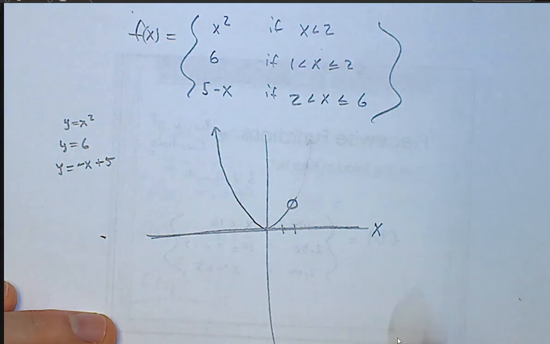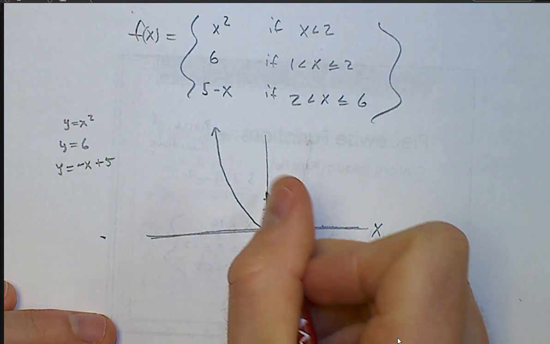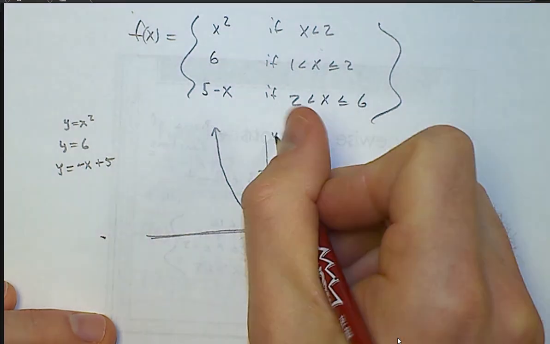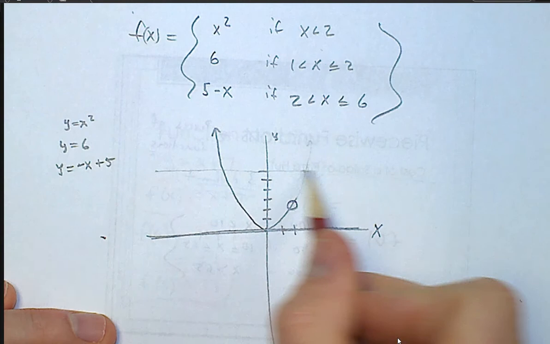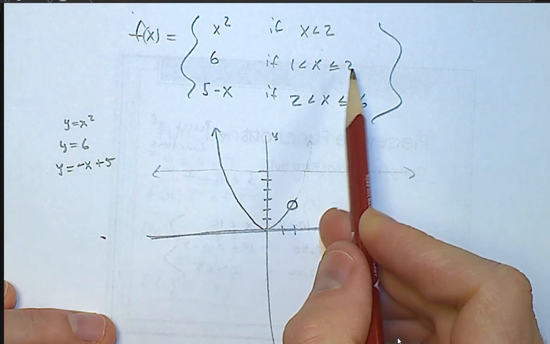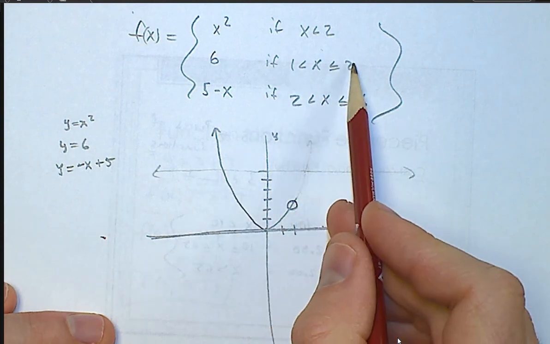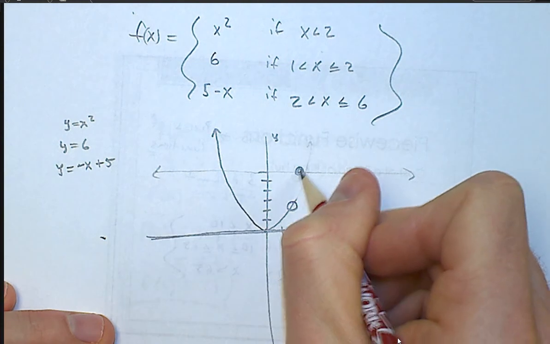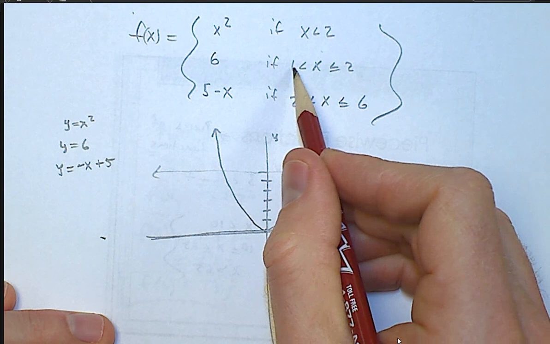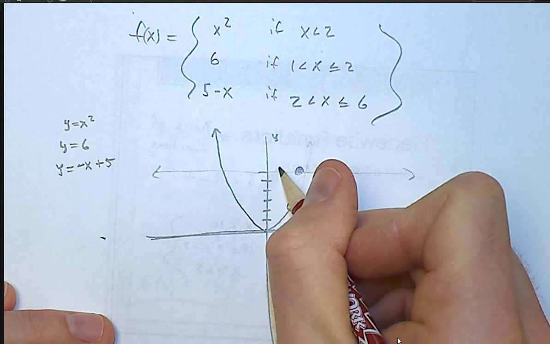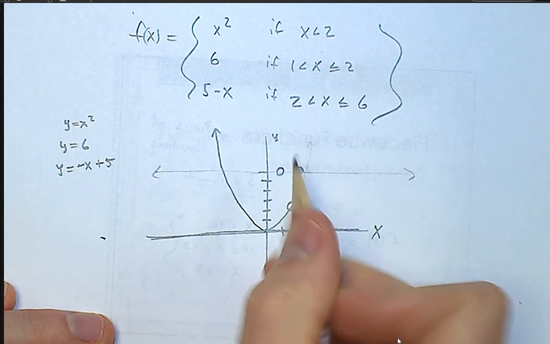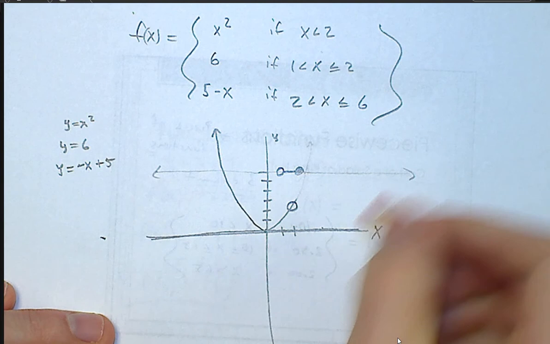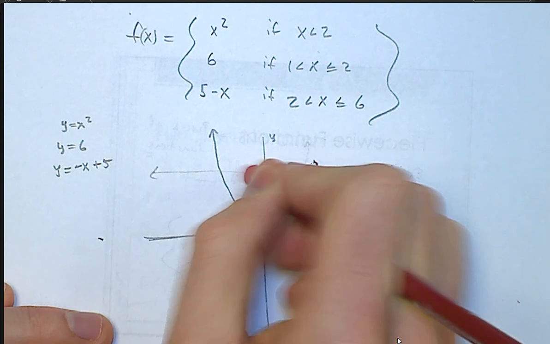Y equals 6. 1, 2, 3, 4, 5, 6. This is my y-axis, the horizontal line. I'm going to draw it real light. What do I want to keep? I want to keep between 1 and 2. But at 2, it has to be a filled-in circle. So I go up, filled-in circle here. 1 would be an open circle at 1, and I want to keep the part right in between. So I just want to keep this part of the graph right there, and I can erase everything else.